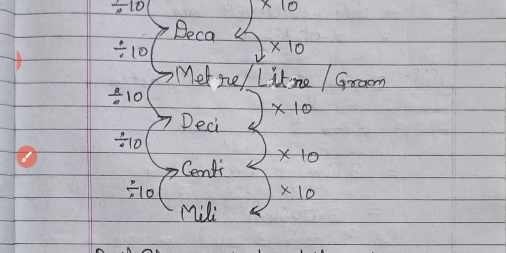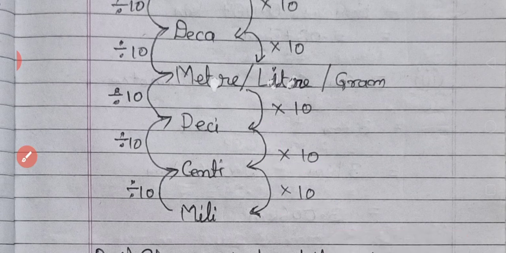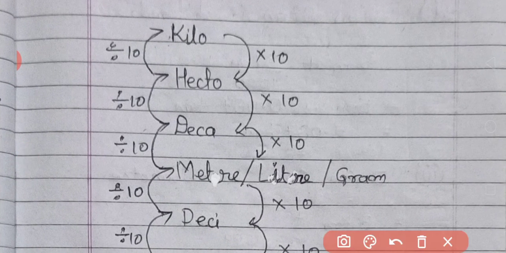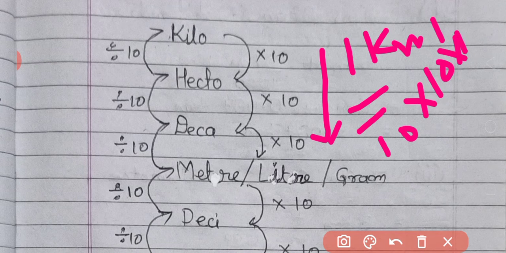Next, when deci has to change into centi, we multiply by 10, and when centi has to change into milli, again we multiply by 10. Each step is multiplied by 10. For example, if it is given to change kilometer to meter, we have to multiply by 10 three times. 1 kilometer is equal to how many meters? 10 multiplied by 10 multiplied by 10, so it becomes 1000 meters.